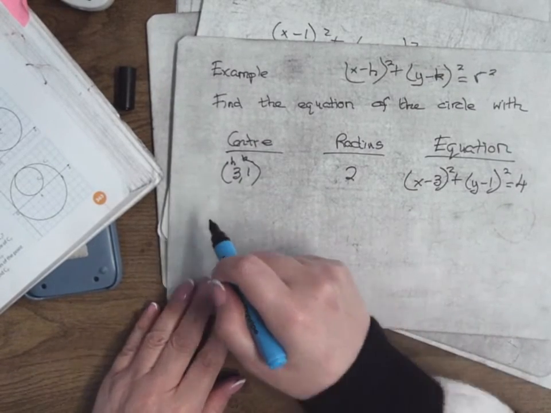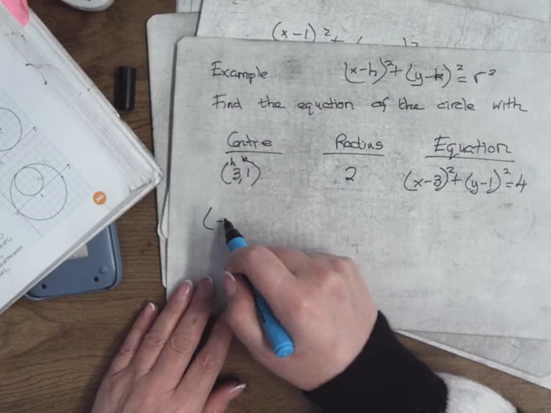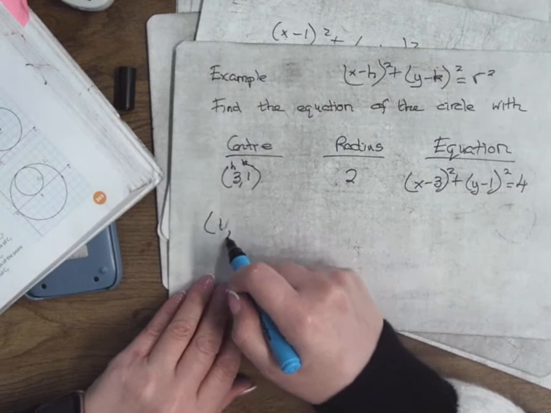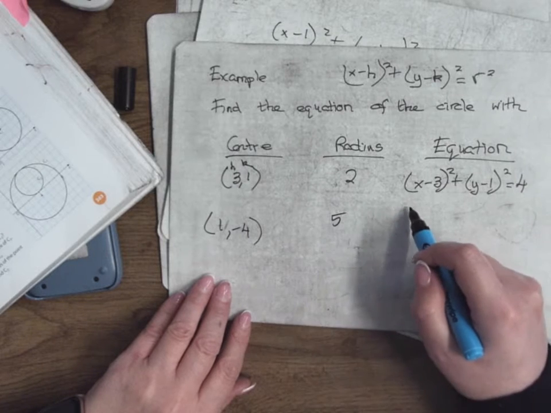Okay? So if I go, the centre is (1, minus 4), and the radius is 5. So what's the equation?